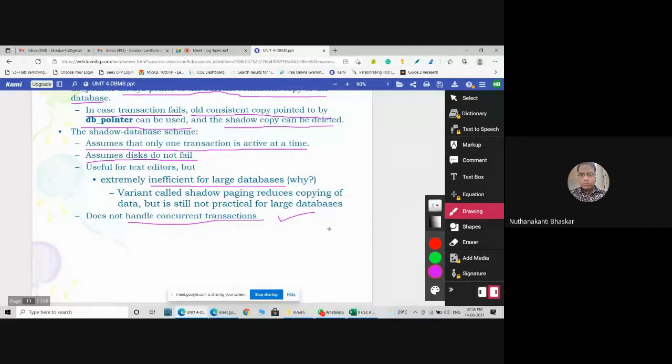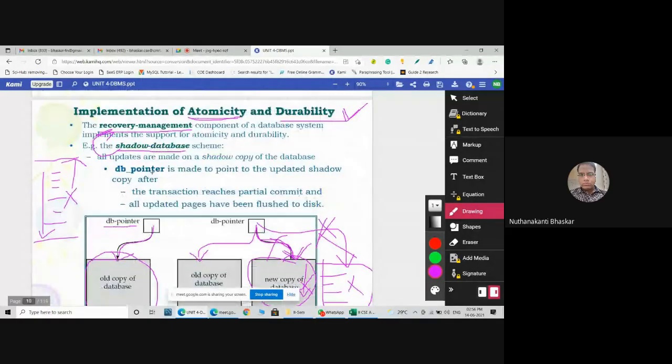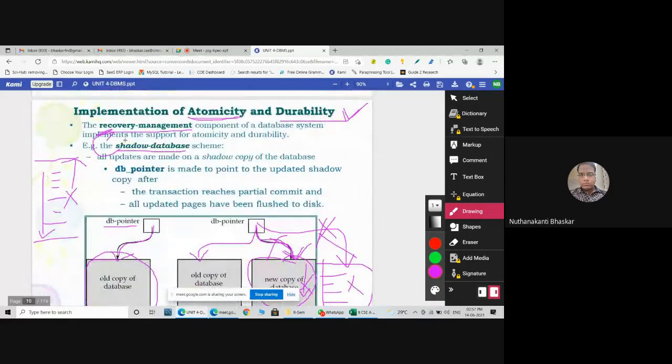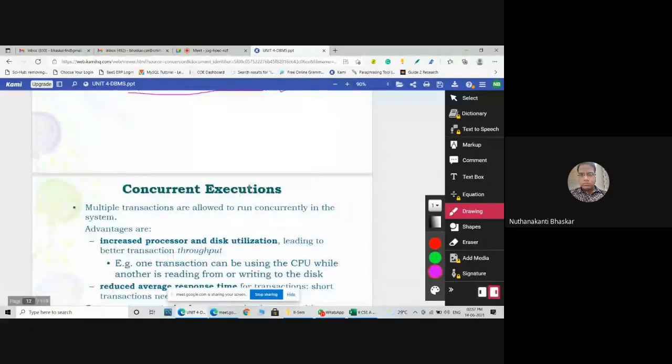In the same way, our database management system must also handle concurrent transaction management. But this shadow database scheme is not able to handle concurrent transactions. That's why this mechanism is not the right mechanism for recovery management. Only small things we can use it for.